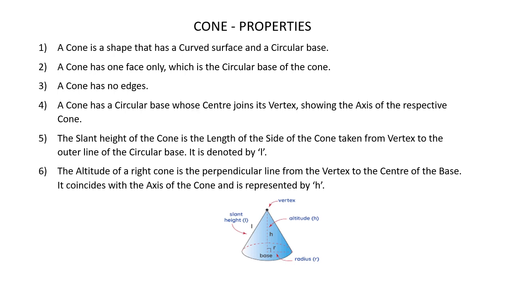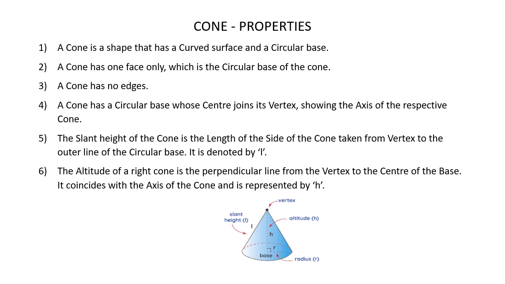Now the length of the side of the cone from the vertex to the outer line of the circular base would be the slant height, denoted by L. So this would be the slant height L from the vertex to the outer line of the circular base.